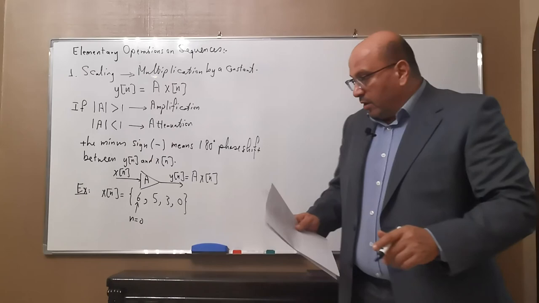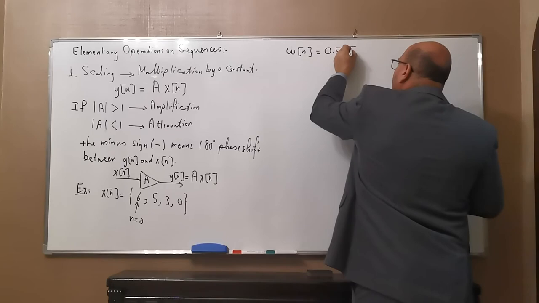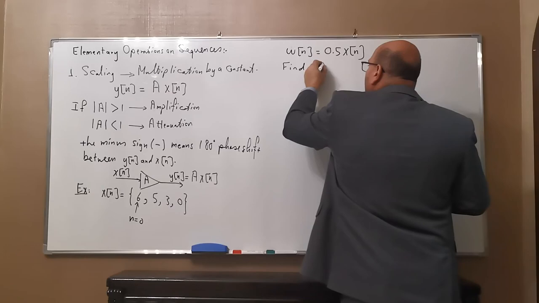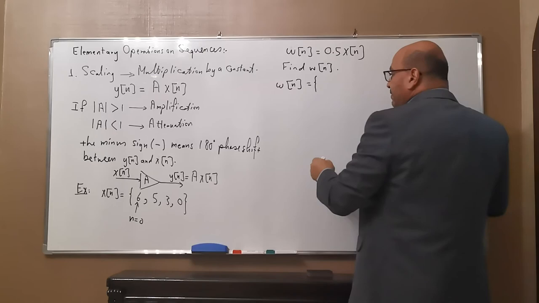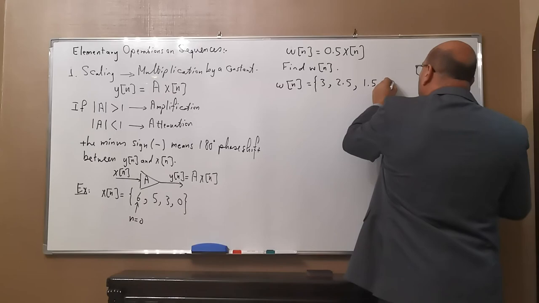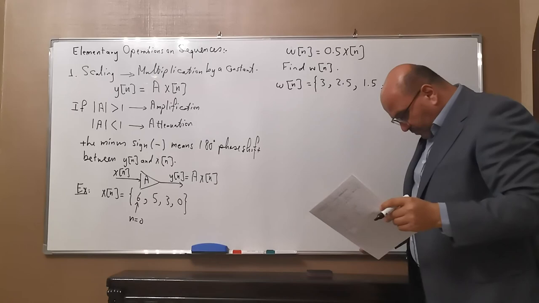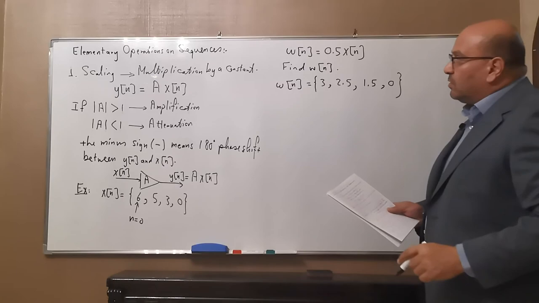This is by default. Okay, let's define w of n equals 0.5 x of n. So we need to find w of n. Okay, so w of n will be 6, the first element multiplied by 0.5, so it will be 3. The next one is 2.5 and 1.5 and 0. So this is our new output. Every single element inside x of n will be multiplied by the multiplicative constant that we have. Okay, so this is the scaling operation.